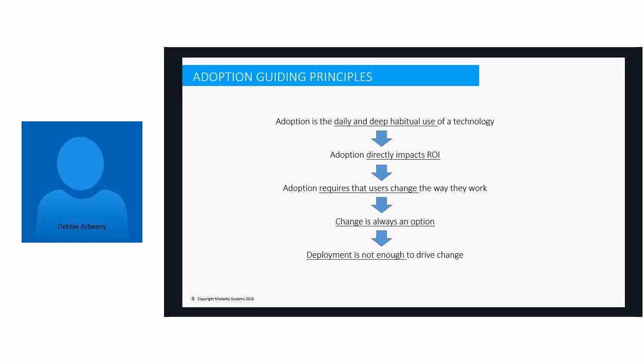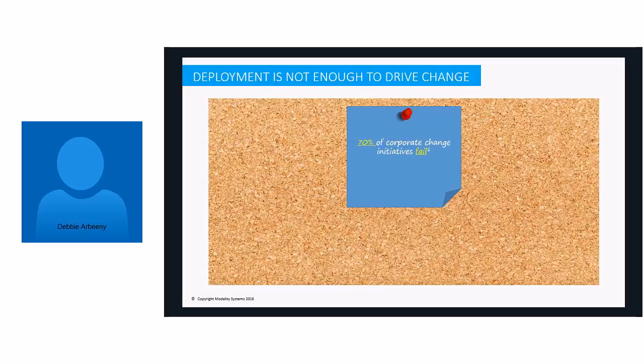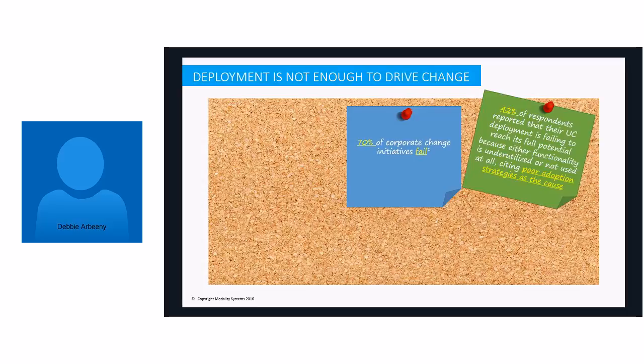It all comes down to the fact that just deploying the technology and putting an icon or a client on someone's desktop is really not enough. It's not enough to get users to want to change. Let me share a few examples of what I mean by that. These are studies that were done in various research projects, not by Modality Systems, but by different companies around the world. The first one states that 70% of corporations fail to get users to change their behavior. And when asked why, almost half of them said they didn't focus on the user. They didn't have the right adoption or change management strategy in place to get users to want to change.